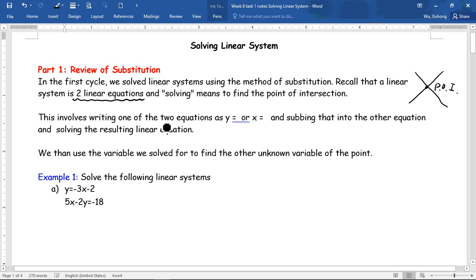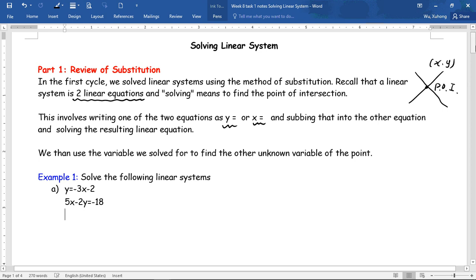This involves writing one of the two equations as y equals or x equals. So we call it the substitution method. We have x or y isolated, by itself, in one equation. Then we substitute that equation into the other equation and solve the resulting linear equation. After that, we have one variable, and we need to find the other coordinate in order to find the point.